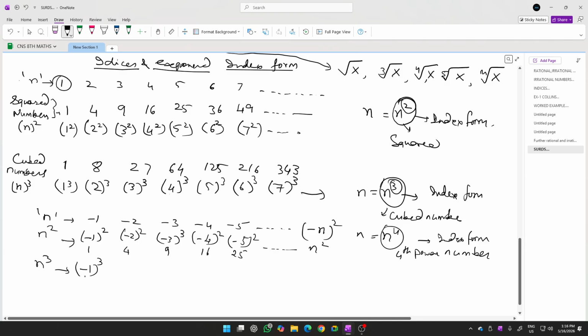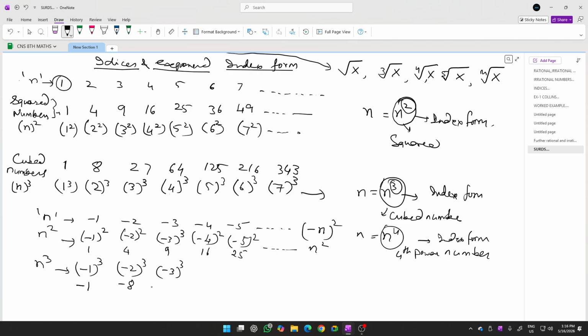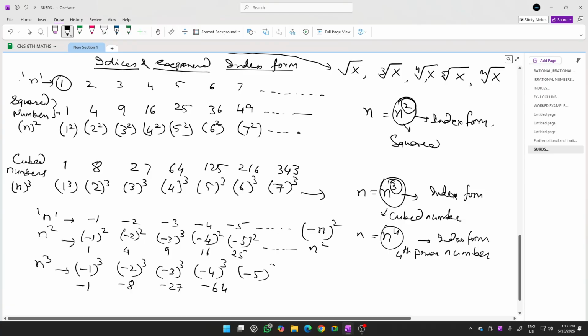And this will work out to -1. Okay. -2 cube will work out to -8. -3 cube will work out to -27. And -4 cube will work out to -64. -5 cube will work out to -125. Okay. These are cube numbers. Minus n whole raised to cube.